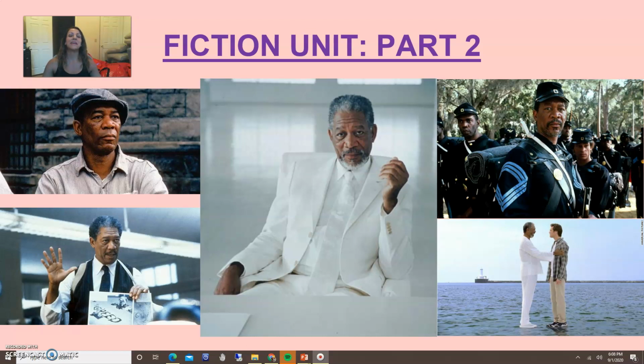All right, here's my intro. As a demonstration, I put a little picture collage of Morgan Freeman, who I absolutely love. And the reason why I put Morgan Freeman's pictures is because we're going to be talking about narrators and characters. And what better narrator than, honestly, Morgan Freeman? He can narrate the dictionary and it'll sound interesting.